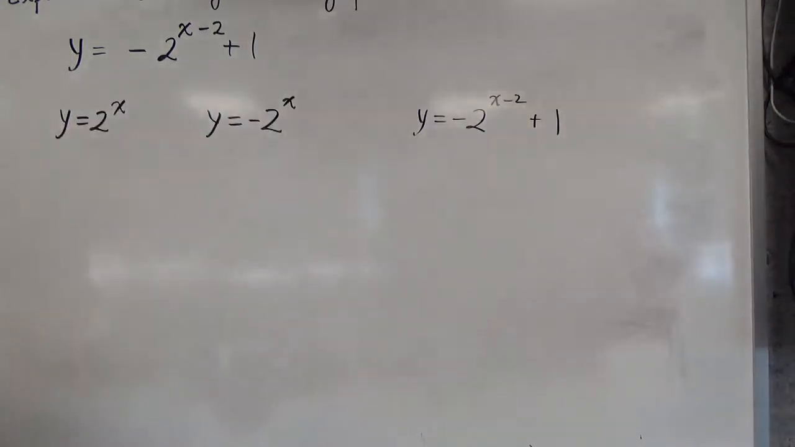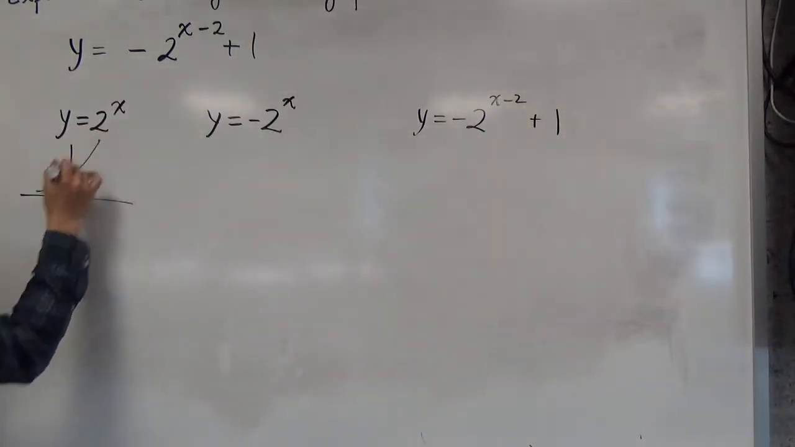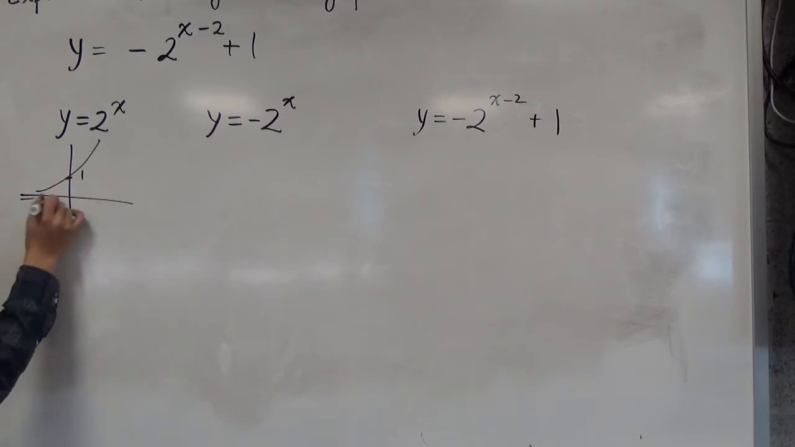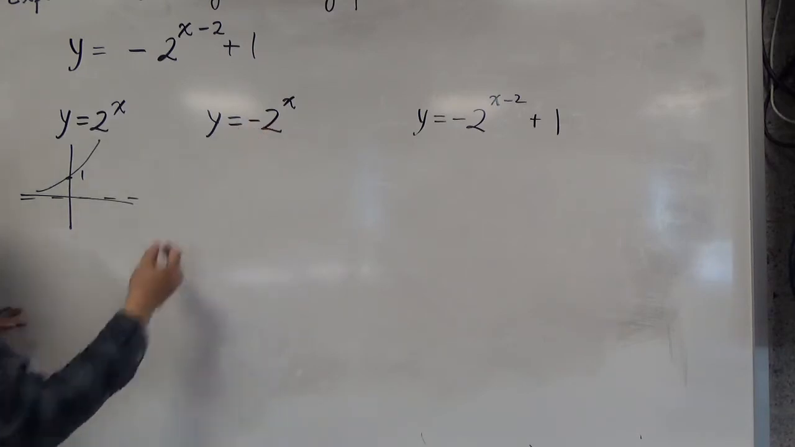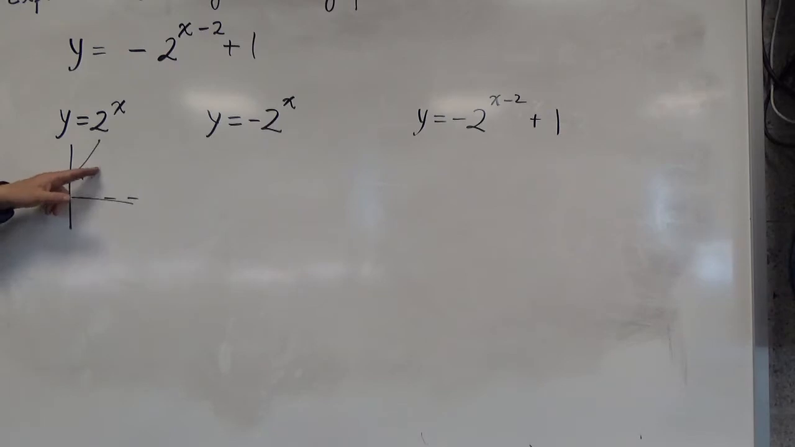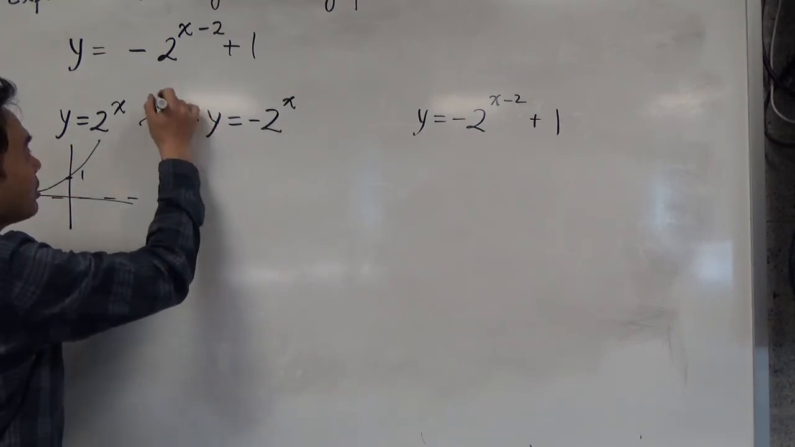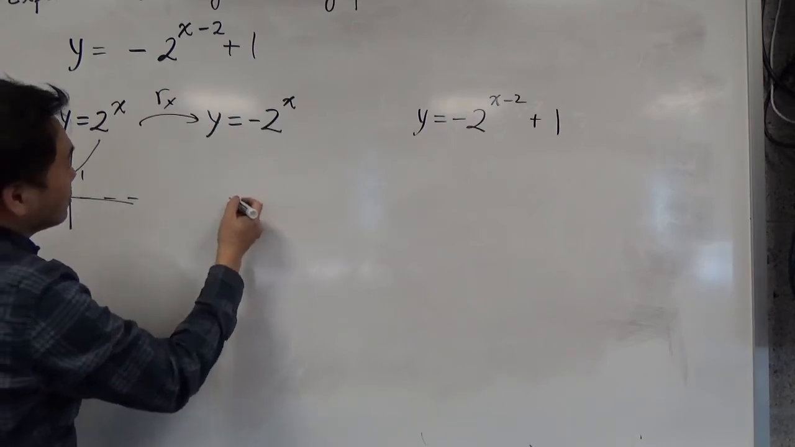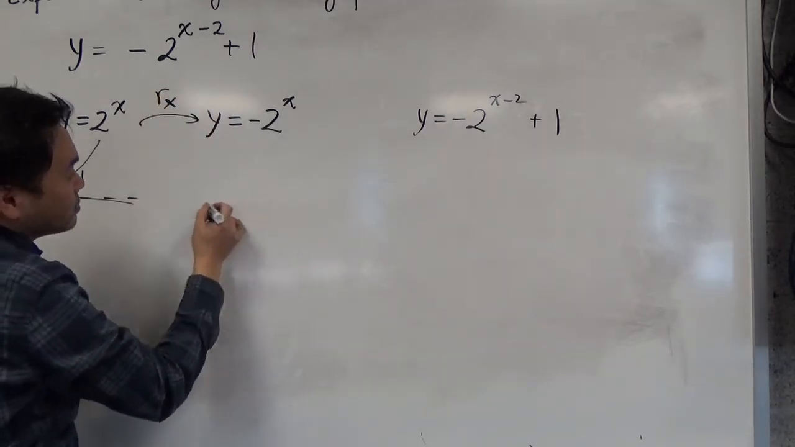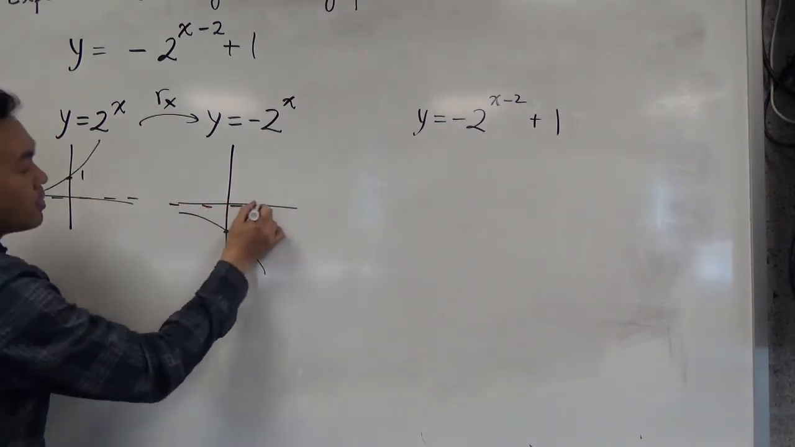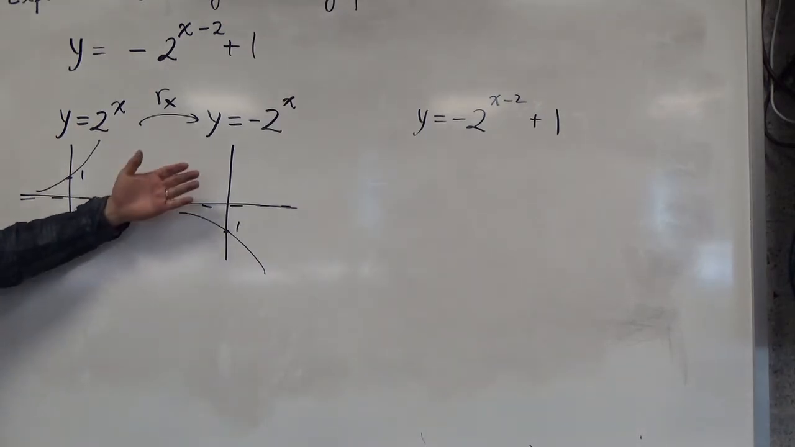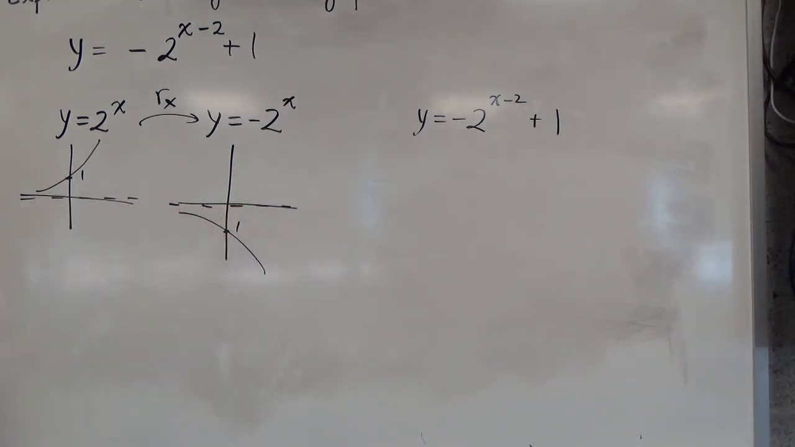So let's figure out these graphs. This, as before, has y-intercept 1 and a horizontal asymptote right on the x-axis. Now what does the minus do? All the values are negated, so instead of being a positive value, it becomes a negative value, so it gives you a flip over the x-axis. So from here to there, it's a reflection over the x-axis. So you end up with this graph. Still, the horizontal asymptote is on the x-axis because if you flip this over, it stays, right?